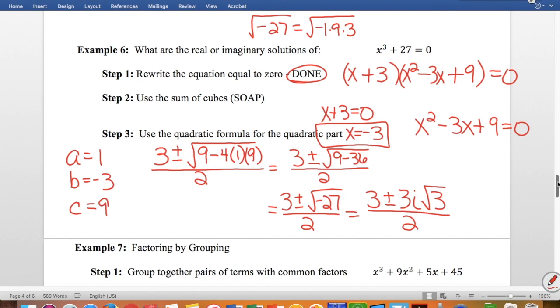So, one solution of negative 3, and then 2 solutions down here that are imaginary. There are my other 2 solutions. So I've got my 3 solutions, 1 real, 2 imaginary.